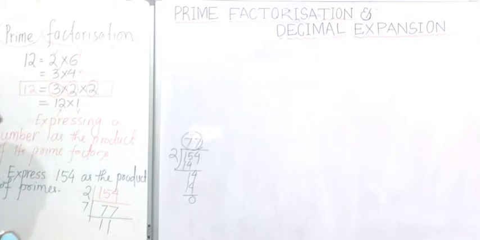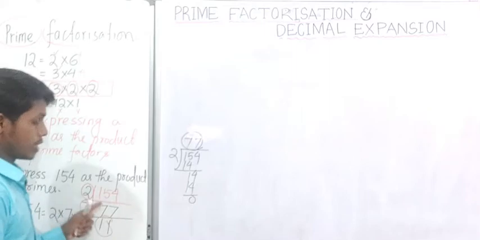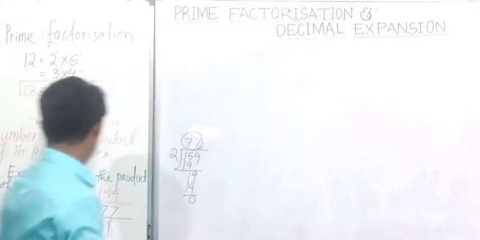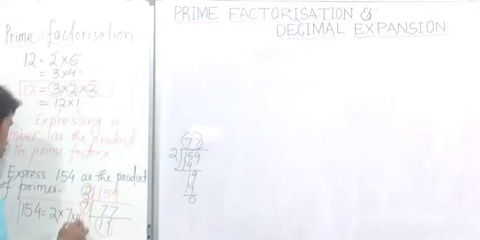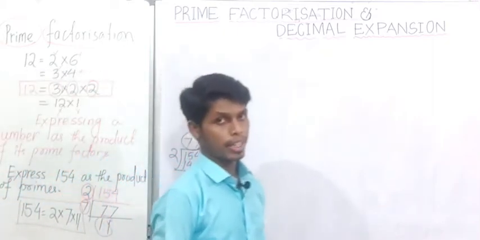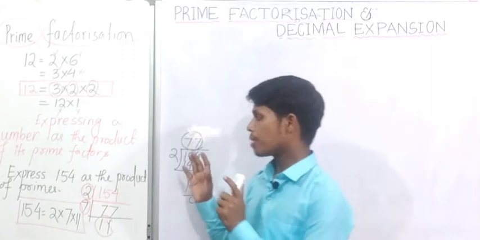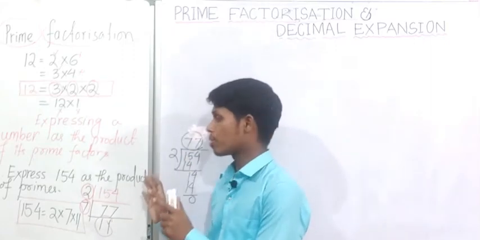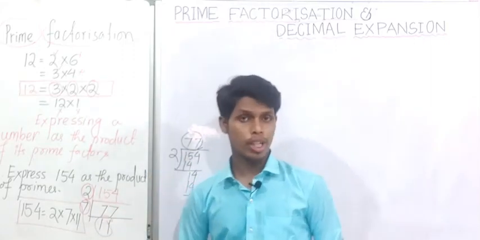So next we can write this 154 as 2 times 7 times 11. We just need to multiply these primes that we got while factorizing 154. This is the answer, that is 154 now expressed as the product of its prime factors. Okay, so this one was a very simple question which comes most often in the CBSE board exam.